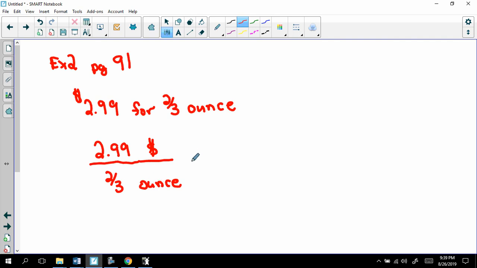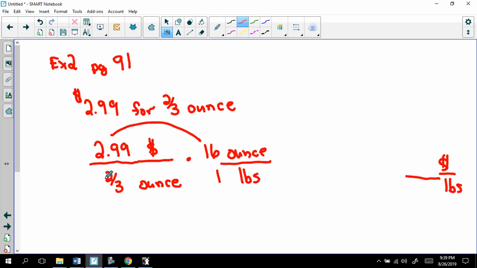Now they want me to convert it to dollars per pound. So way over here we want, oh, I should have left myself a little more room. We want blank dollars per pound. Now we already got dollars, so we want to get rid of ounces. And we want pounds. Well, in 1 pound, there's 16 ounces. So you got to go this times this divided by 2/3, because the ounces cancel and we're left with dollars per pound.